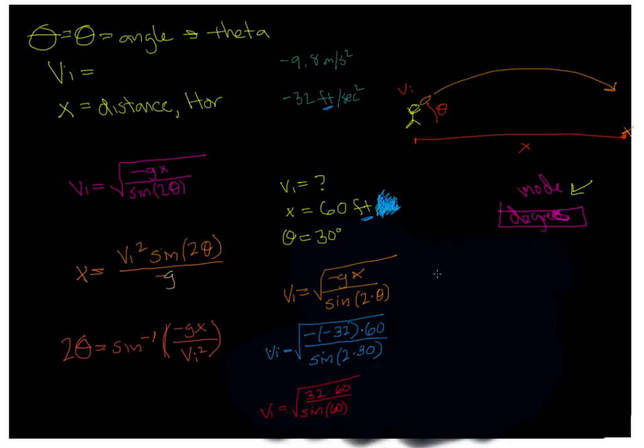Okay. Come up here. And we'll do 32 times 60, and we get 1920 divided by the sine of 60, which is 0.866. I'm going to round it here, but I'm not going to round it in my calculator. So when I do the 1920 divided by the 0.866, we are going to get vi.